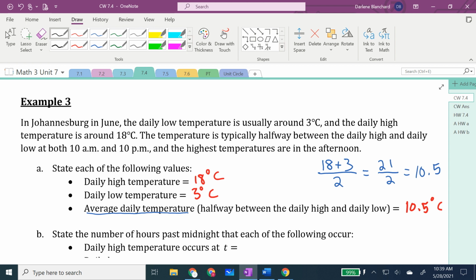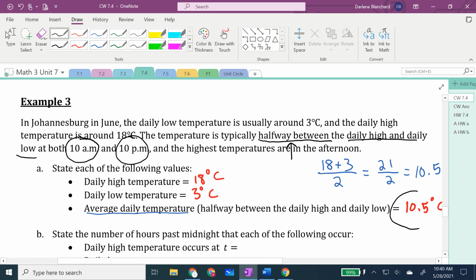It says the temperature is typically halfway between the daily high and daily low at both 10 a.m. and 10 p.m. So what that just said is that I am halfway between. In other words, I'm at my average daily temperature of 10.5 degrees at 10 a.m. and 10 p.m.